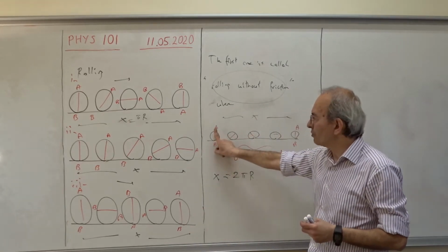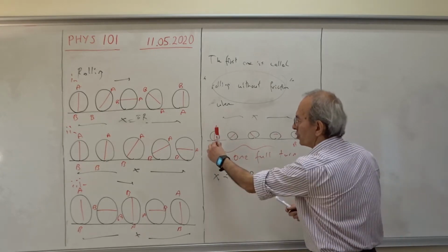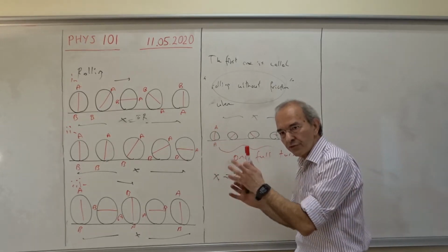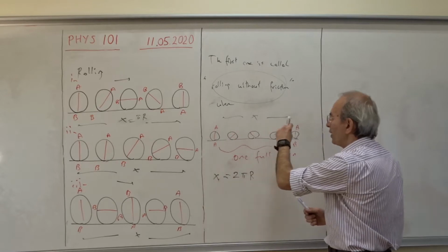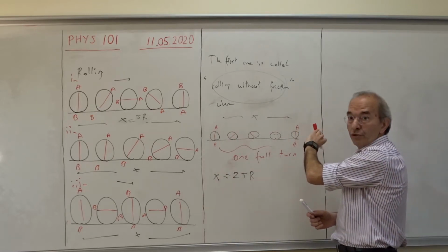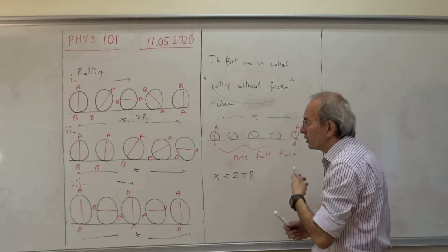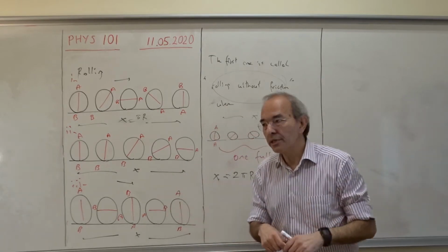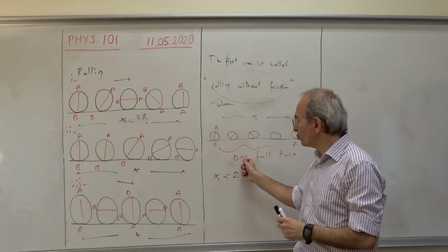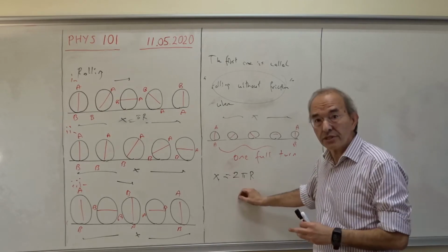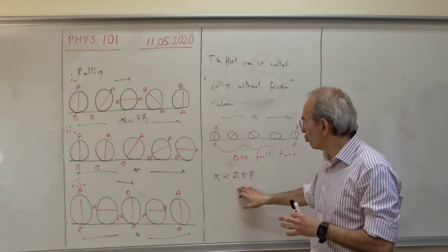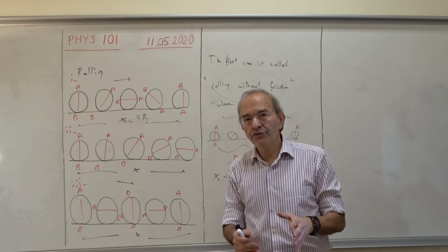For example, if it starts from this position, let's choose a reference for the diameter, it is turning and coming back to the initial vertical position. During these 2 points, the distance covered is just 1 full turn, and also it is 2 pi. If it is this condition, x equals 2 pi r, then it is called rolling without friction.